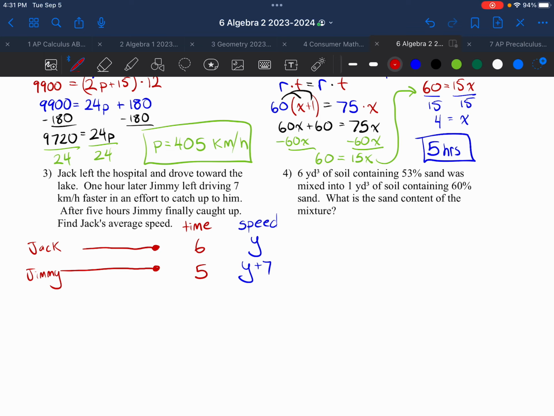After 5 hours, Jimmy finally caught up, and we need to find Jack's speed. So Jack's speed is that one right there. We'll put some question marks next to it to let us know that's the one that we're trying to solve for. If we solve for y, we're done. It's not asking for Jimmy's speed, otherwise we'd have to add 7 to our final answer.